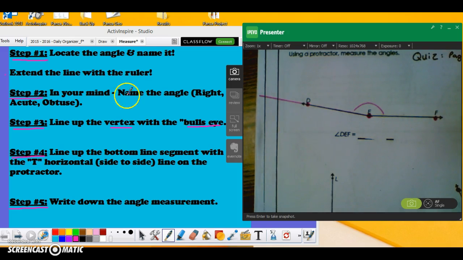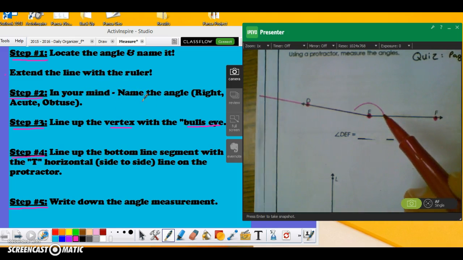So now that we've extended the line, we're ready to name this angle in our mind. So we've been talking about different types of angles: right angles, acute angles, and obtuse.